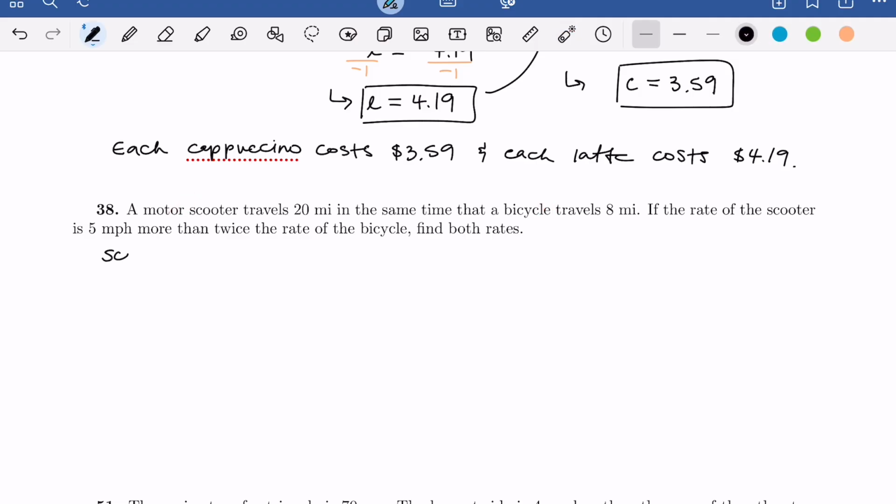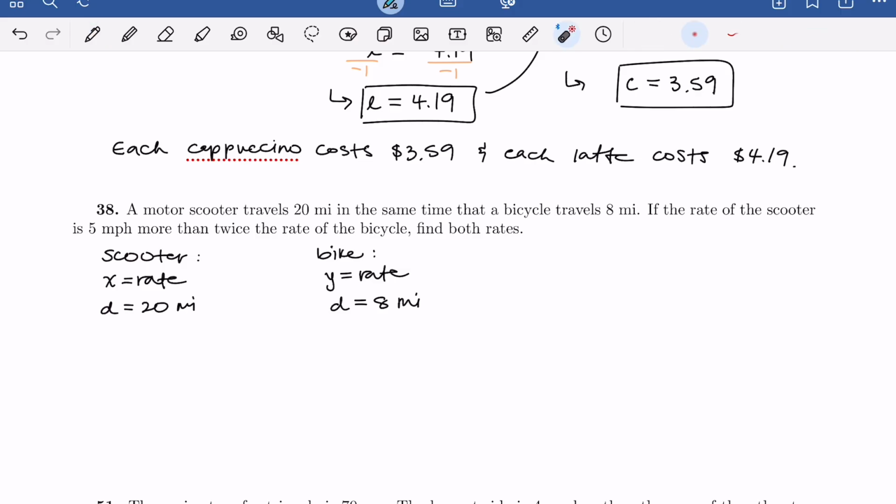So we have our scooter and our bike. These are our two methods of transportation. Let's let x be equal to the rate of the scooter and y be equal to the rate of the bike. We're trying to find both of these values. We're also given that the distance that the scooter traveled is 20 miles and the distance that the bike traveled was 8 miles. Now we don't know the time for either of these, but we do know that it took the same time to travel these distances.